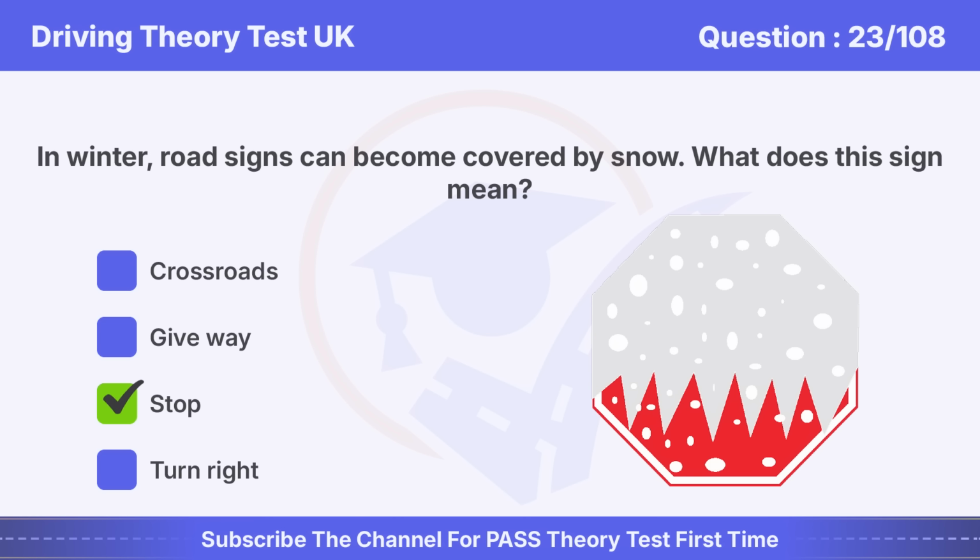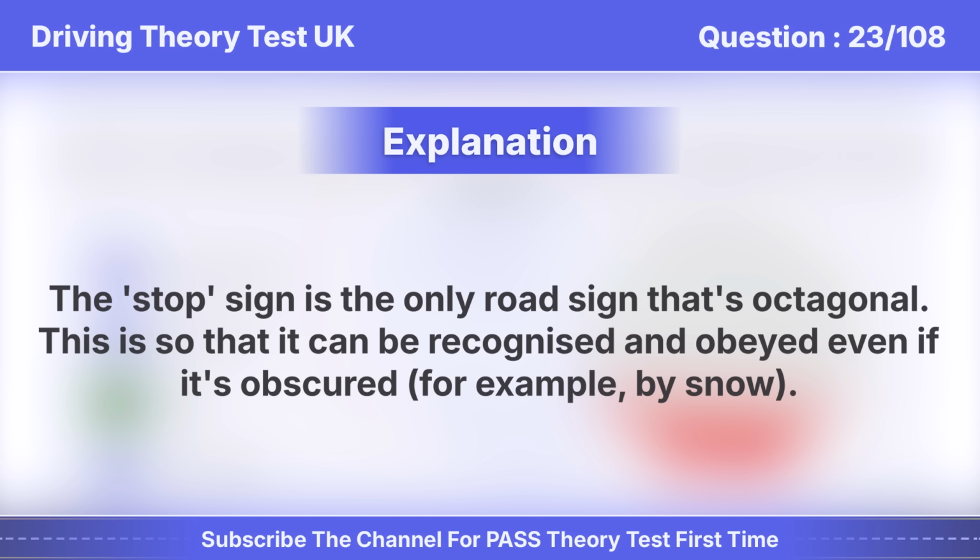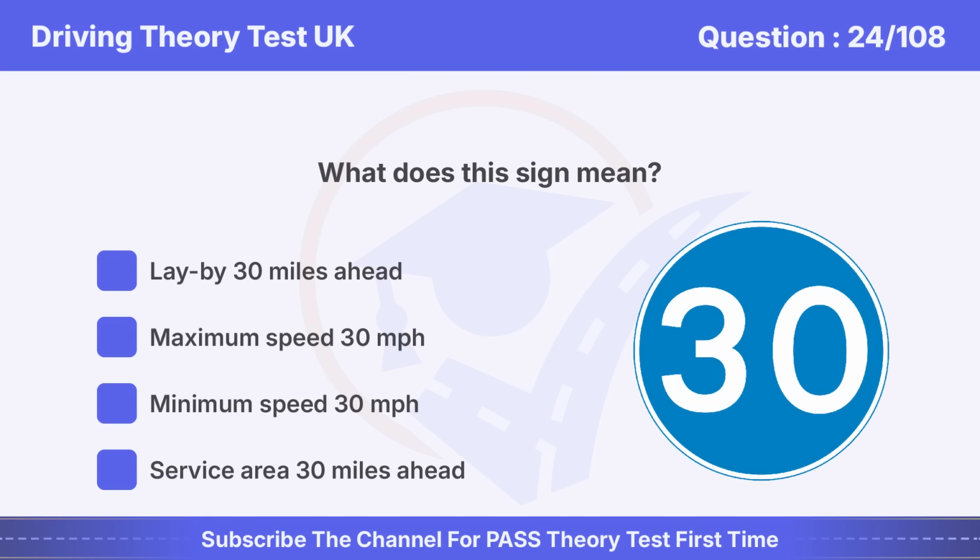Answer is C. Stop. The stop sign is the only road sign that's octagonal. This is so that it can be recognized and obeyed even if it's obscured, for example, by snow. Question 24. What does this sign mean?